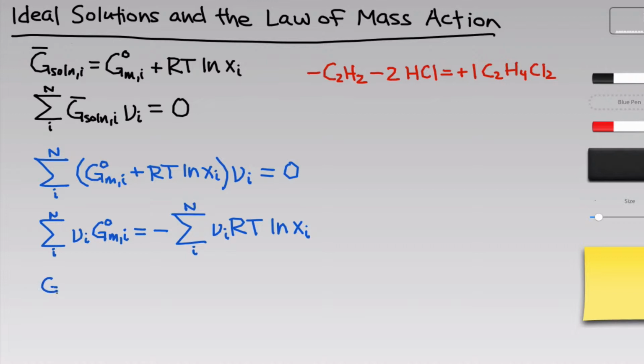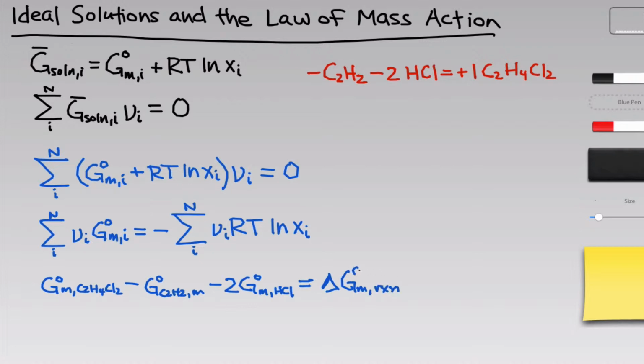We have the molar free energy of pure product, C2H4Cl2. I'm going to start with the products, times positive 1, since its stoichiometric number is 1, minus, since the stoichiometric number of C2H2 is negative 1, the molar free energy of C2H2, minus 2 times the molar free energy of HCl. What is this sum, really? We're taking the standard free energies of the products and subtracting the standard free energies of the reactants. Well, this is just delta G of the reaction.